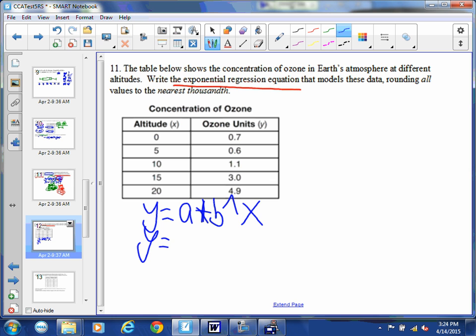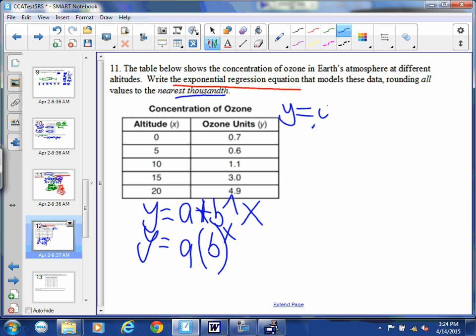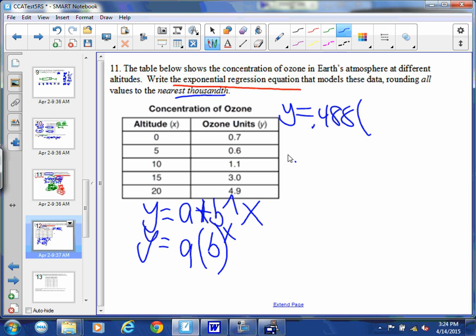Well, we write multiplication as parentheses. And we write the exponent up top. Now it wants me to round to the nearest 1,000, so that's 3 decimal places. So a to the nearest 1,000 is 0.488. The next digit is 1, so the 8 stays, 0.488. Rounding is so important in this. B, 1.116. The next digit is not 5 or higher, so the 6 stays, 1.116, to the power of x.